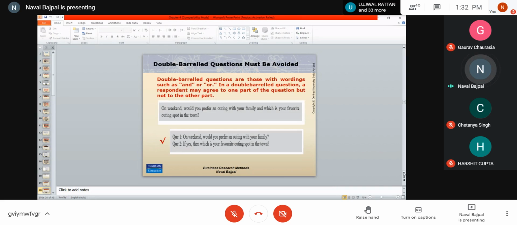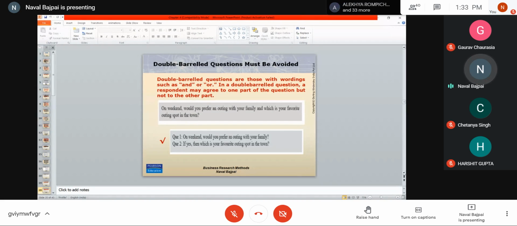Double-barreled questions must be avoided. Double-barreled questions means I'm assuming that the first part of the question has a yes answer, and then I'm presenting the second part of the question. Just for example, I'm asking: on weekend, would you prefer an outing with your family? I'm assuming yes, and I'm asking, which is your favorite outing spot?